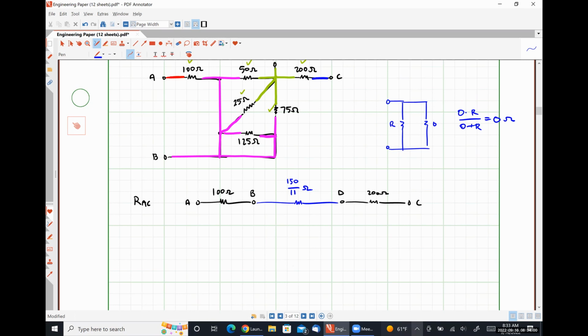Now we can see that we have three resistances in series. 100, 200, and 150 over 11. So from that, RAC is 3,450 over 11 ohms. Sorry, the ohms should be out here, or 313.636.